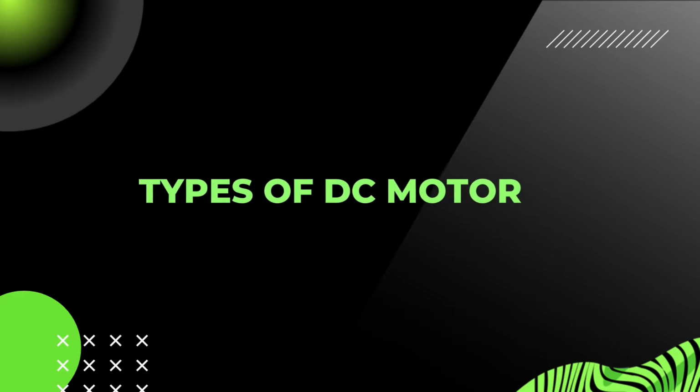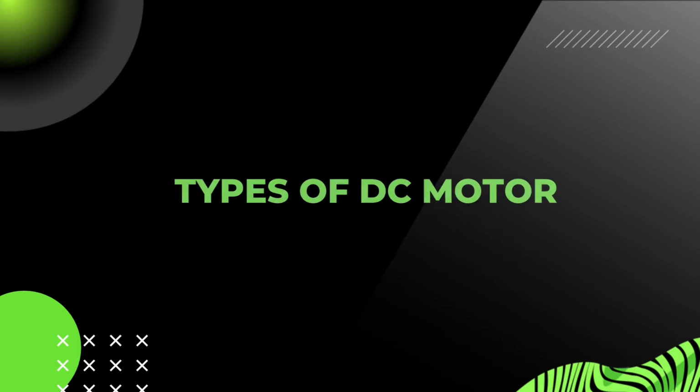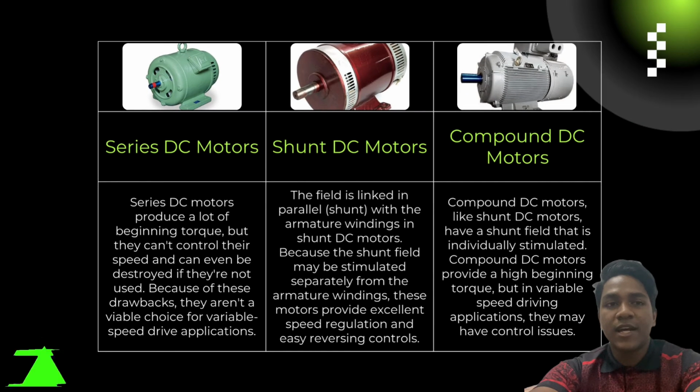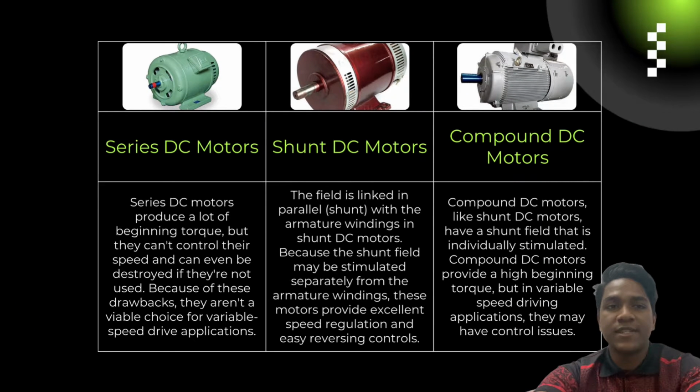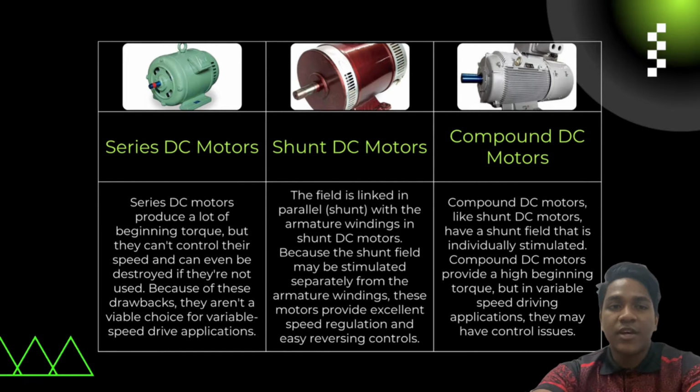Types of DC motor. We have three types of DC motors, the first of which is series DC motors. Series DC motors produce a lot of starting torque, but they can't control their speed and can even be destroyed if they are not loaded. Because of these drawbacks, they aren't a viable choice for variable speed drive applications.